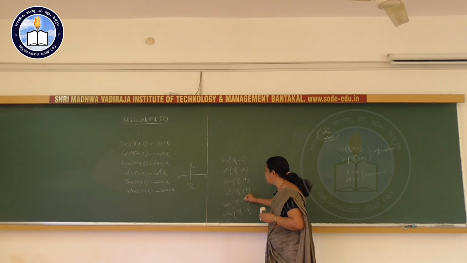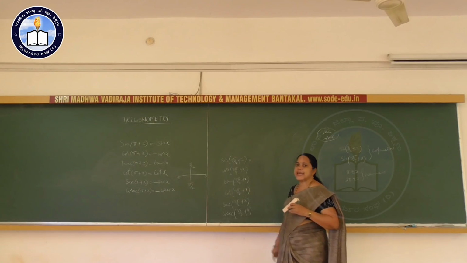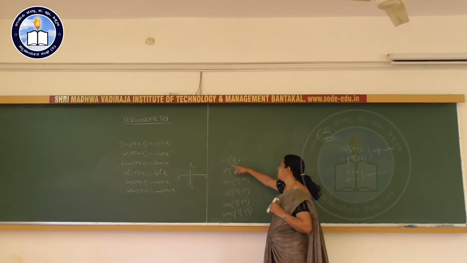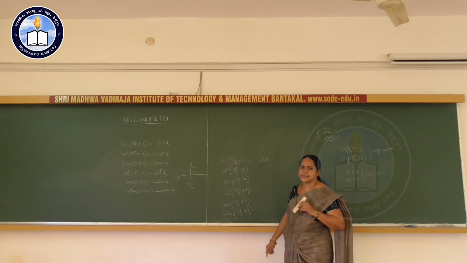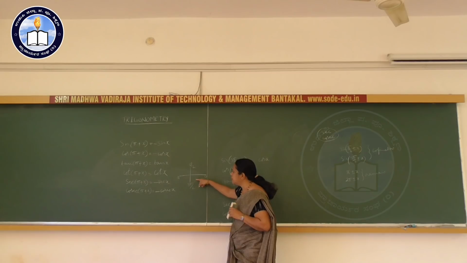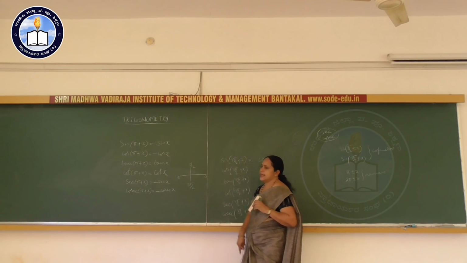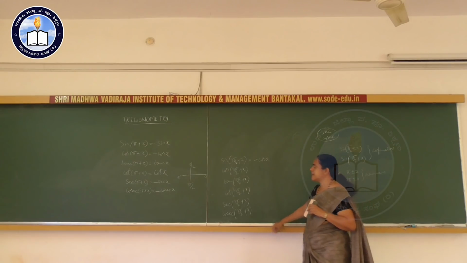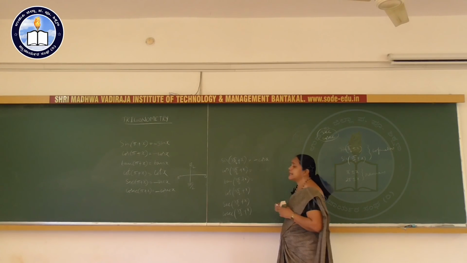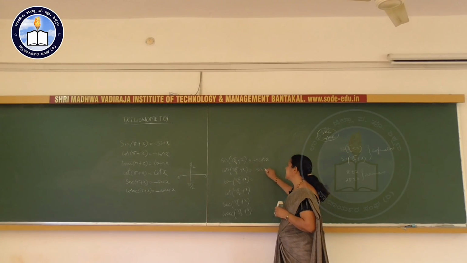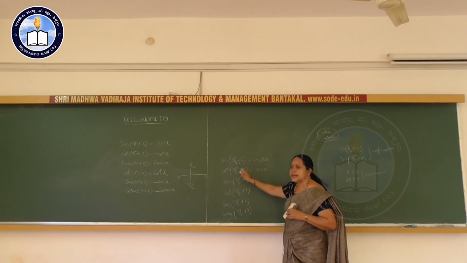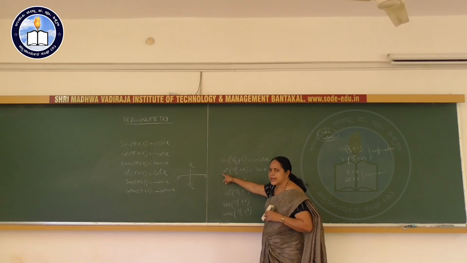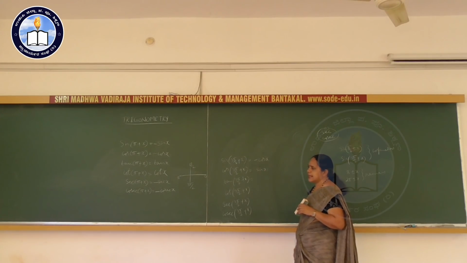If it is 3 pi by 2 plus x, what is sine of 3 pi by 2 plus x? First take this angle 3 pi by 2 and write its co-function. Again, 3 pi by 2 plus x is a fourth quadrant angle. In the fourth quadrant sine is negative, so it is minus cos x. Cos of 3 pi by 2 plus x is equal to plus sin x, because in the fourth quadrant cos theta is positive. Since it is 3 pi by 2, first write the co-function of cos, which is sin x.